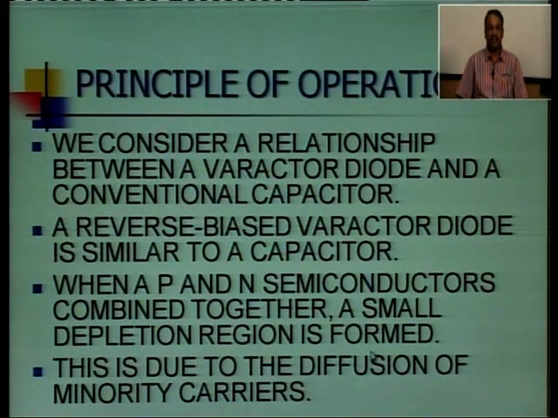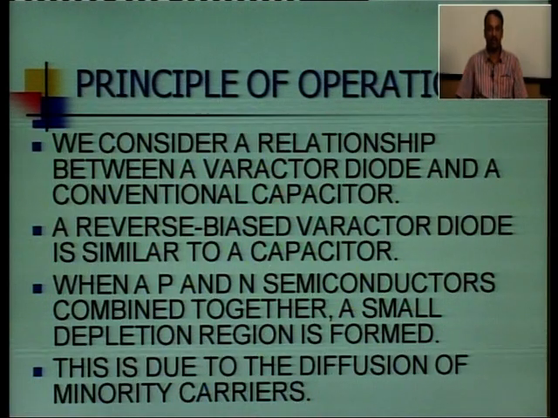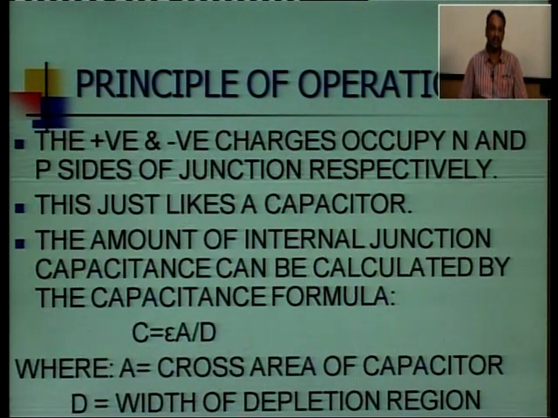We consider a relationship between a varactor diode and a conventional capacitor. A reverse biased varactor diode is similar to a capacitor. When P and N junction semiconductors are combined together, a small depletion region is formed. This is due to the diffusion of minority carriers. The positive and negative charges occupy the N and P sides of the junction respectively.